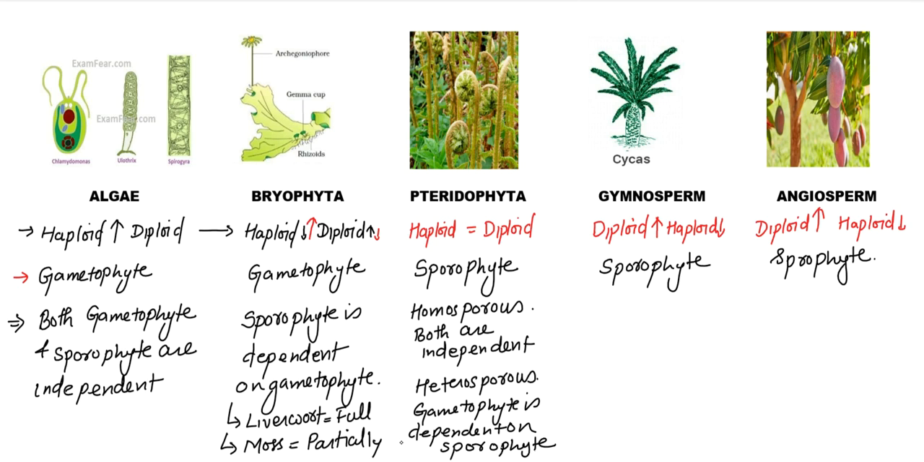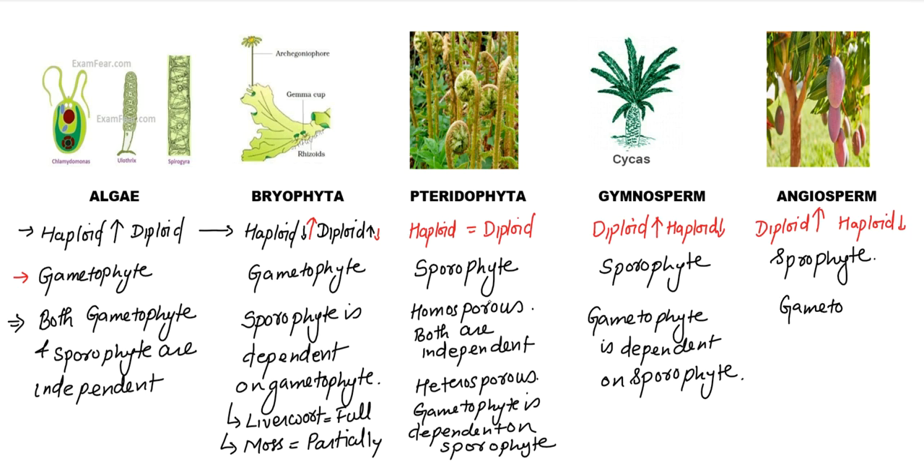Now if you are looking at gymnosperm, the gametophyte is dependent on sporophyte. At the same time, same goes for angiosperm here. The gametophyte is basically dependent on sporophyte.